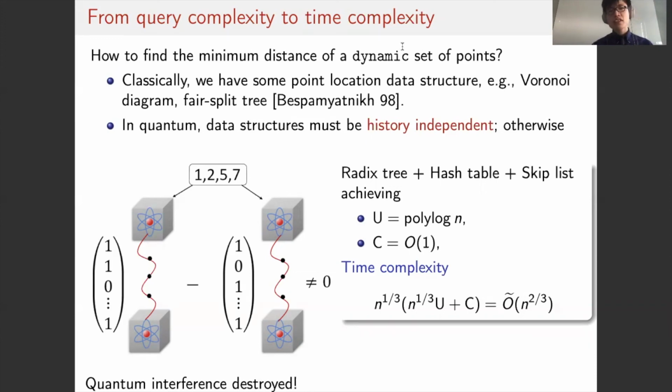In our paper, we use a registry, hash table and skip list to achieve such a data structure for a set of points. Moreover, for our data structure, the update time is just polylogarithmic in n, and the checking time is constant. So the total quantum time complexity is about n to the 2/3.